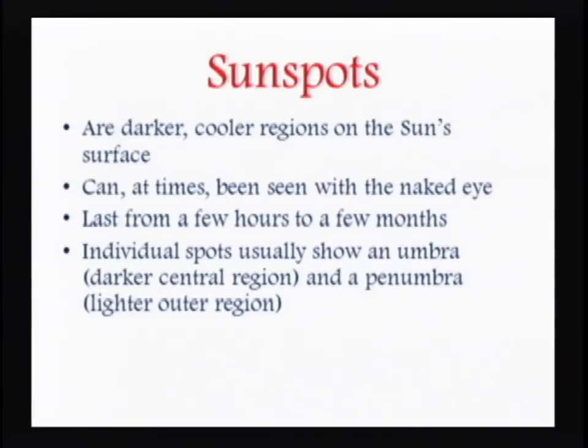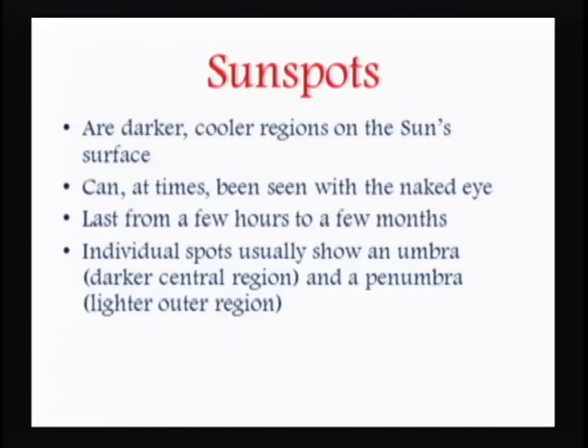Then we have sunspots. Sunspots are darker, cooler regions on the sun's surface. Every once in a while, guys, on the news, the weathermen will say, hey, there was a really, really big sunspot on the sun. Some people have looked at the sun when it's down on the horizon, looking through lots of atmosphere, and they see blotches on the sun. That's what you're really seeing: sunspots. Like I said, they can at times be seen with the naked eye, which means, guys, they're really big.